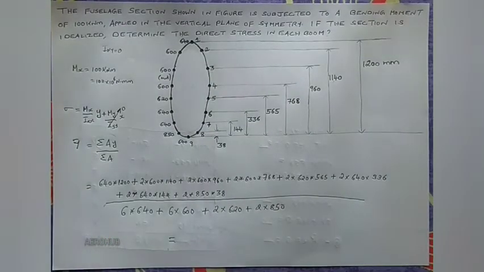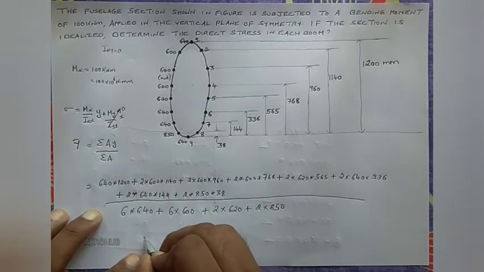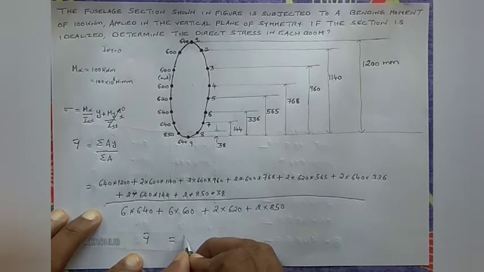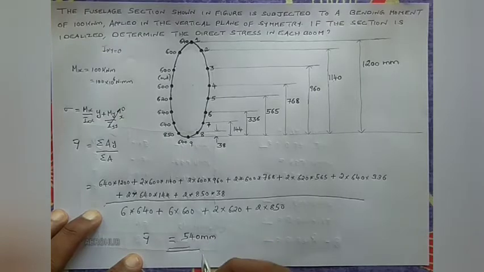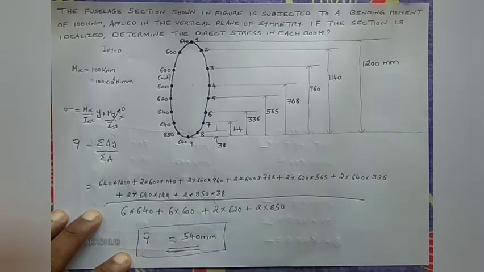Now we will calculate the value of centroid. So you will be getting an answer of y bar is equal to 540 millimeter. This will be the answer for y bar.